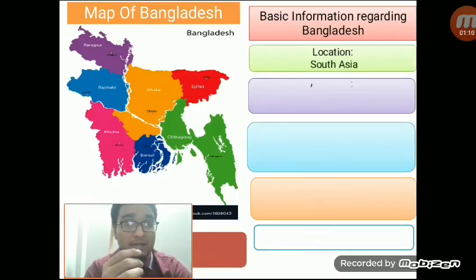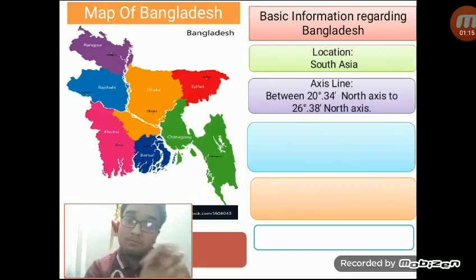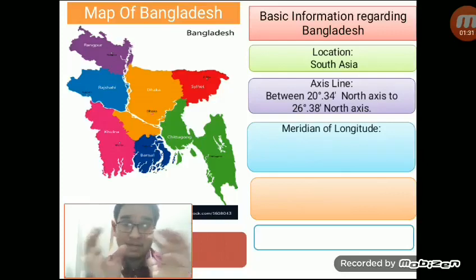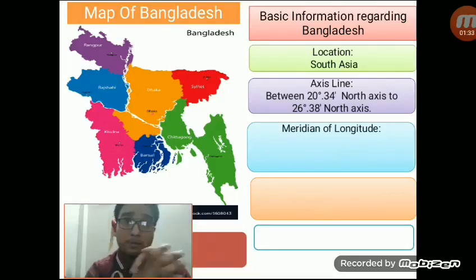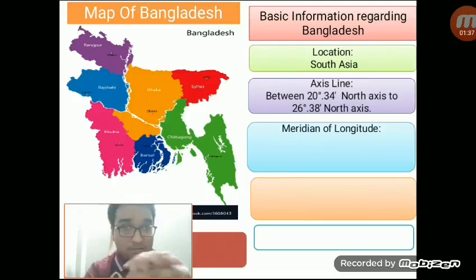Then axis line. So Bangladesh is located on world map between 20 degree 34 minute north axis to 26 degree 38 minute north axis. This is very important information, and this is very important for MCQ question also.